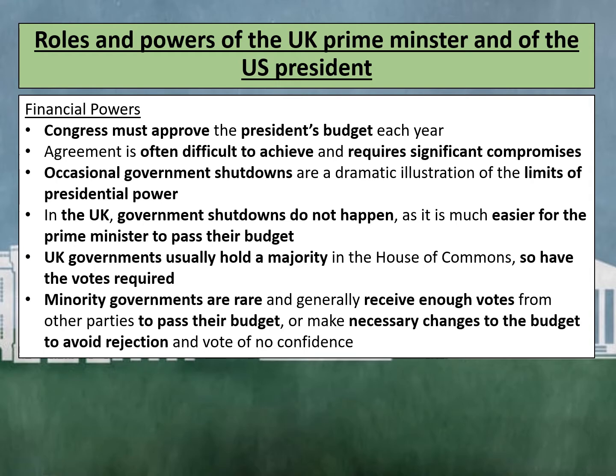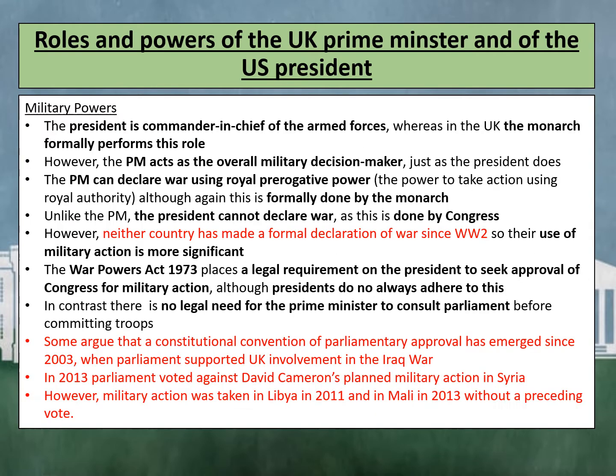In the UK, government shutdowns do not happen, as it is much easier for the Prime Minister to pass their budget. UK governments usually hold a majority in the House of Commons, so have the votes required. Minority governments are rare and generally receive enough votes from other parties to pass their budget, or to make necessary changes to the budget to avoid rejection and a vote of no confidence.